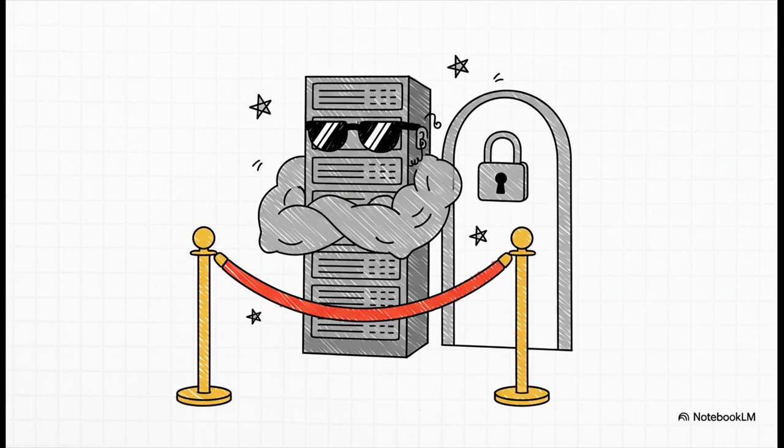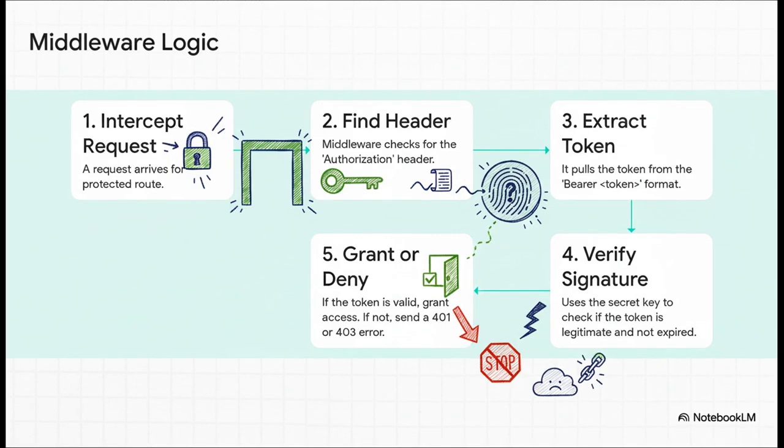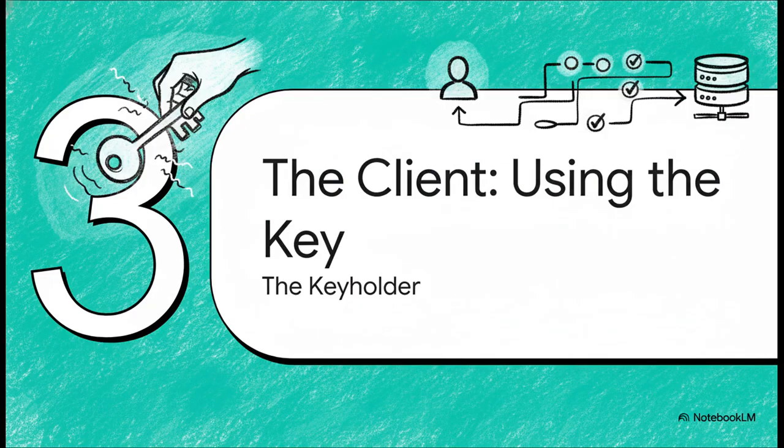But the server's work isn't done, not even close. Issuing the key is just the first part. For every single request to a protected part of your API, the server also has to play the role of the bouncer. So how does it act as a bouncer? It uses something called middleware. You can think of it like a security checkpoint. Every incoming request gets stopped and checked. The middleware looks for an authorization header, pulls out the token, and then uses that secret key to verify it. Is the signature real? Has it expired? If it all checks out, the request goes through. If not, it's denied.